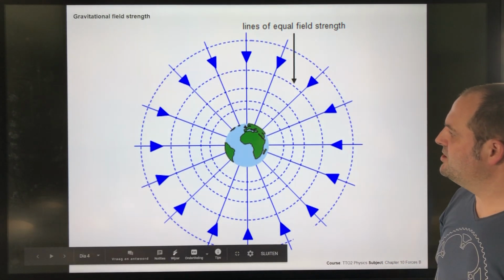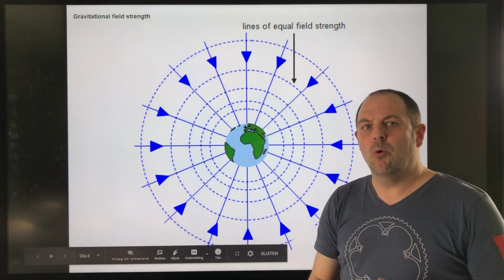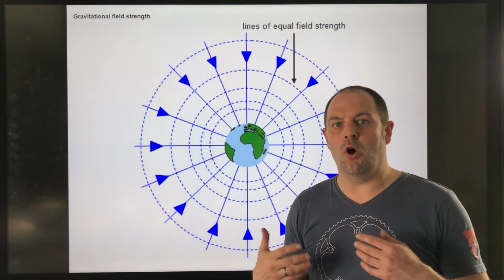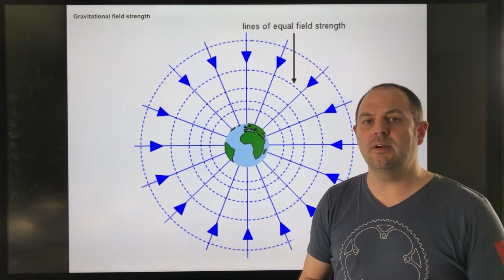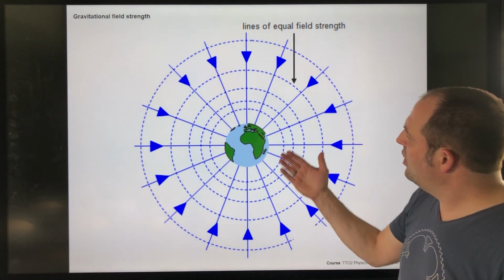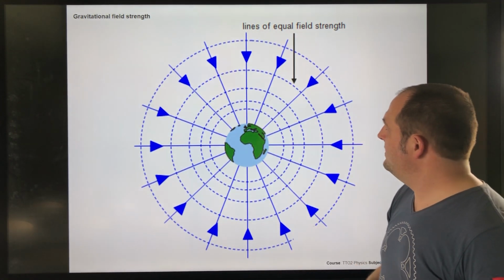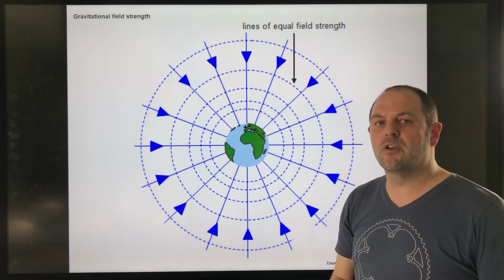So this is another picture I want to show you, and it shows you that wherever you are in the universe, there is always gravity pulling on you. It can be less, but there is always gravity. So take a good look. Those lines represent the gravitational field strength at a certain location.